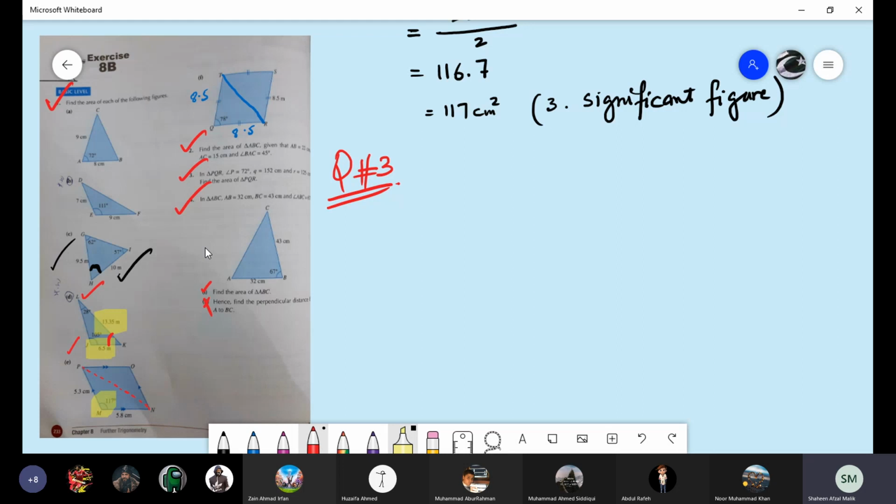There is a triangle PQR. So what is given to you for the triangle PQR? Angle P is labeled 72 degrees. Opposite to Q there is a side q, that is 152. Opposite to R there is a side r, that is 125. After that you can do it. Continue with the question.